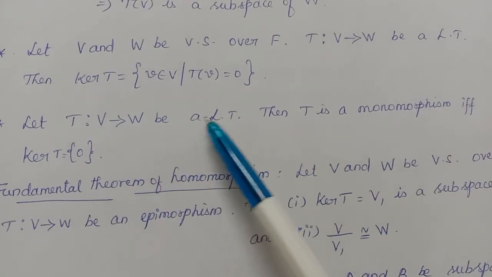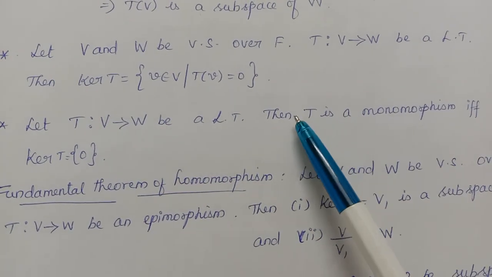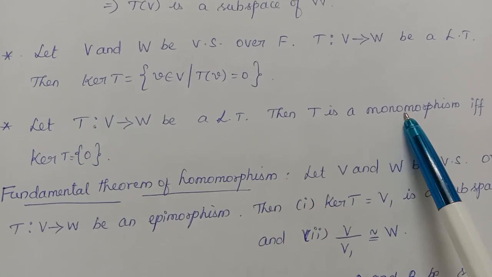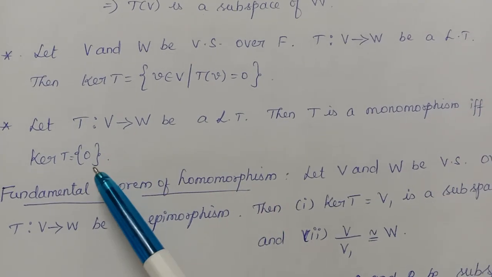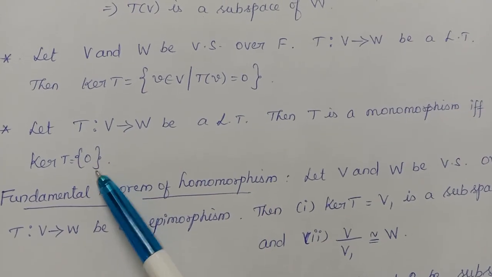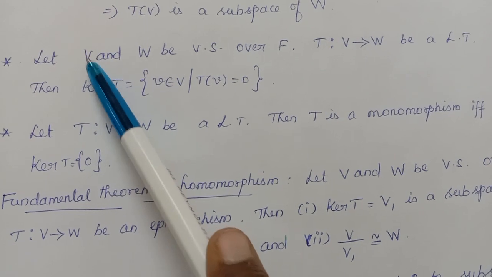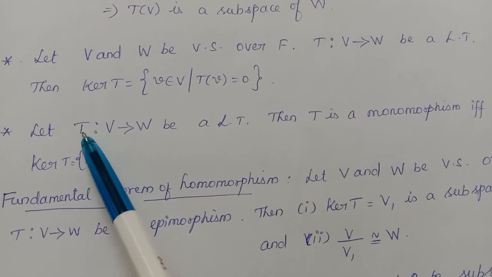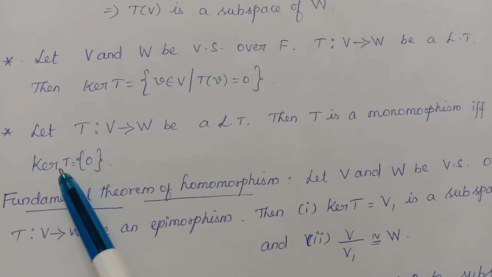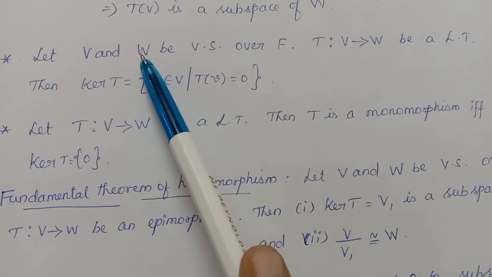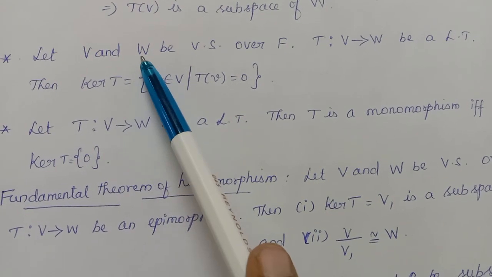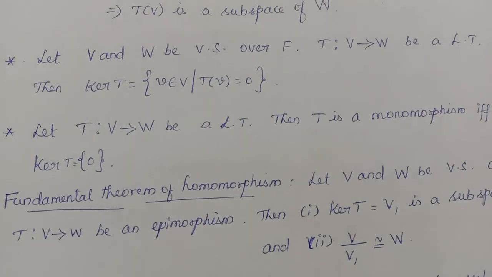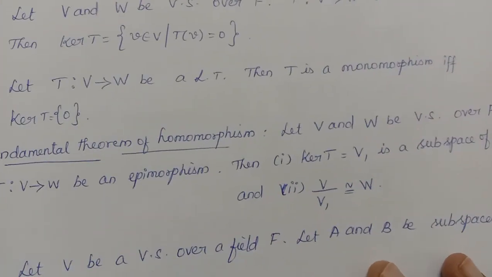Let T from V to W be a linear transformation. Then T is a monomorphism. Monomorphism means what? A linear transformation with one condition. If and only if the kernel of T equals the singleton 0. That means only the additive identity of V is mapped to the additive identity of W. Then we can say this T is one-one mapping. Okay, that is only one element, the additive identity of V, is mapped to the additive identity of W. No other element is mapped to 0. In that case, T becomes what? Monomorphism.